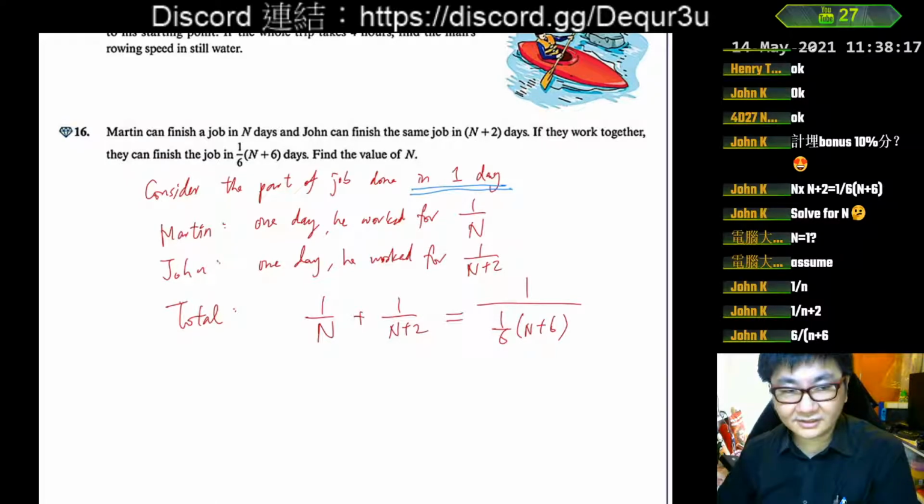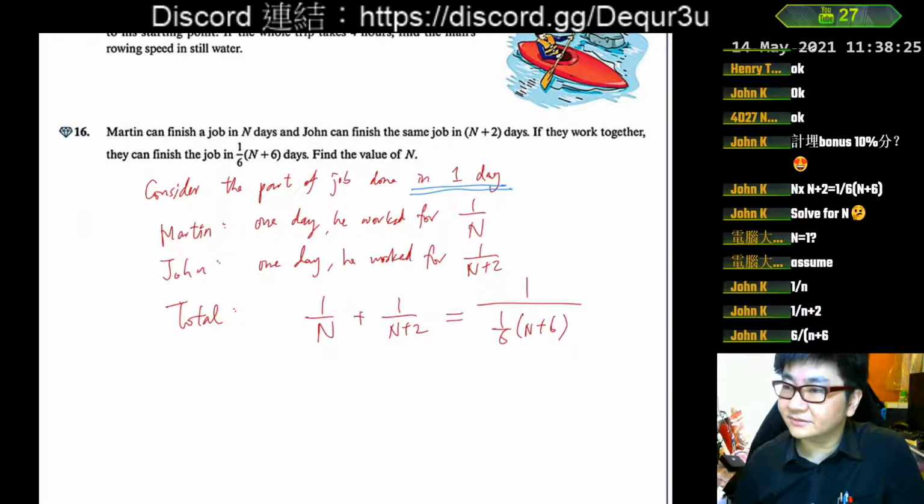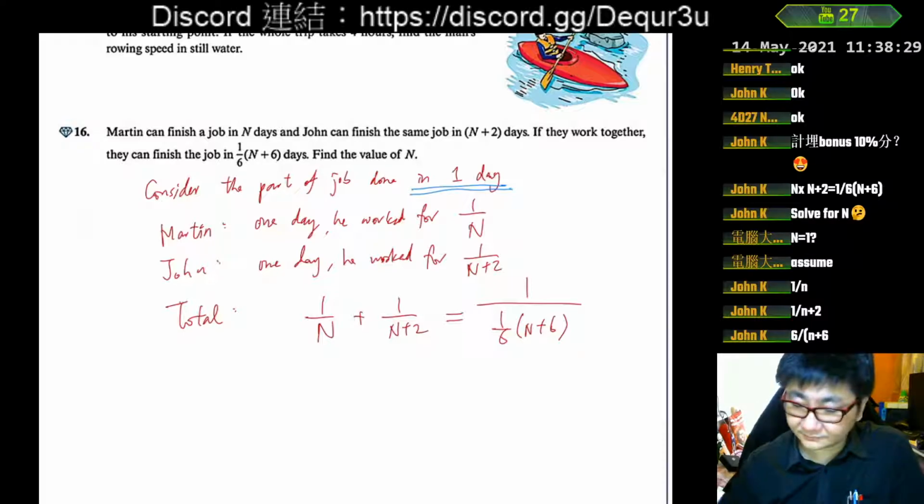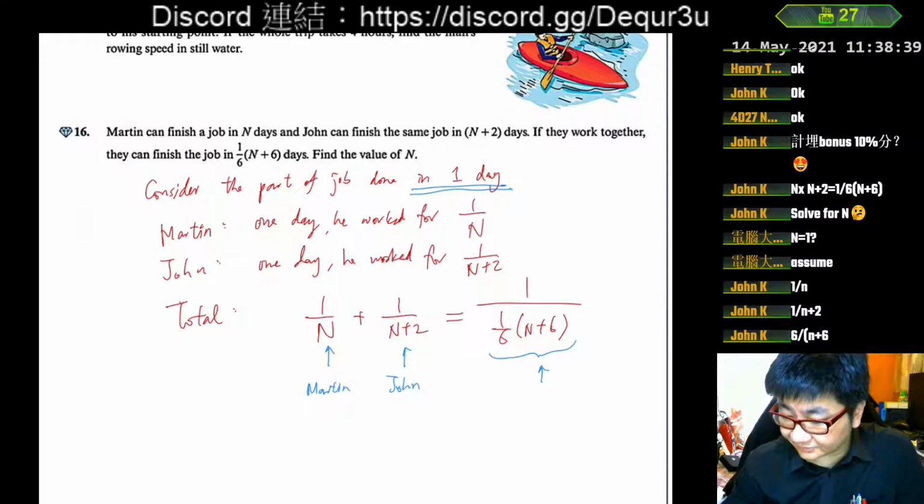So let's see this equation. Is it okay to you? Let's see this equation and see if this is okay. This is the part for Martin, this is the part for John, and this is the part for them working together.